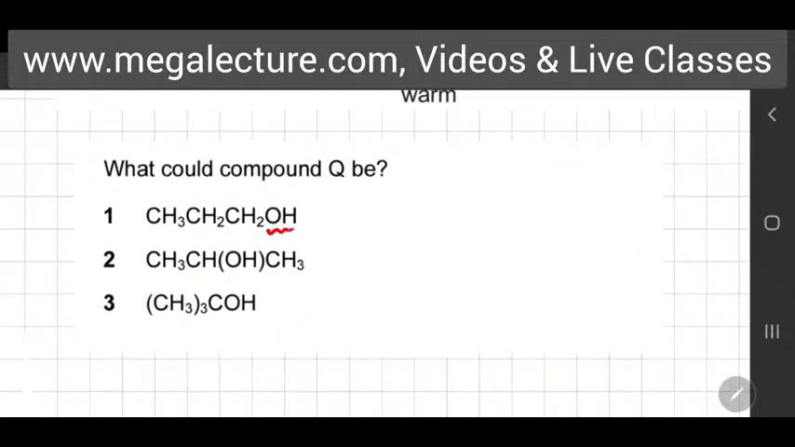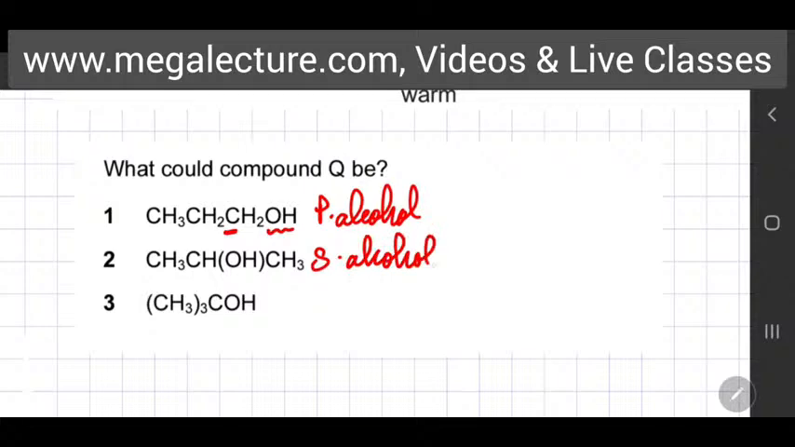So this one over here is a primary alcohol, because the OH over here is just bonded to one carbon chain. I mean the alpha carbon, the one that is bonded to OH, is bonded to just one carbon. So this one is a primary alcohol, while this one is our secondary alcohol.